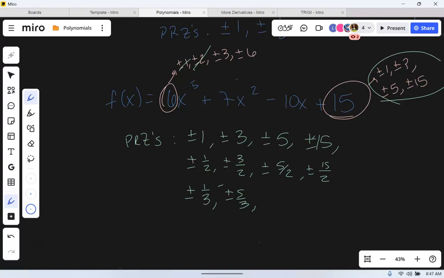15/3 is 5, so I don't have to repeat that one either. Now I divide them all by 6. So I've got plus or minus 1/6. 3/6 is 1/2, that's already on there. 5/6, we're still going. 15/6, what's that reduced to? 5/3. 5/2. That's already on there, so I stop. So there's all my PRZs.